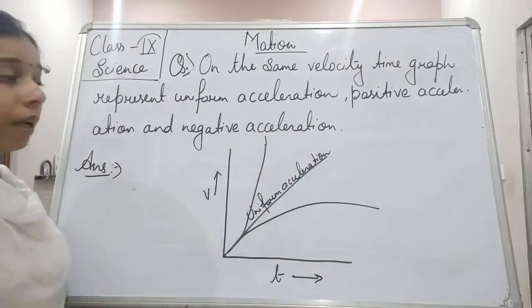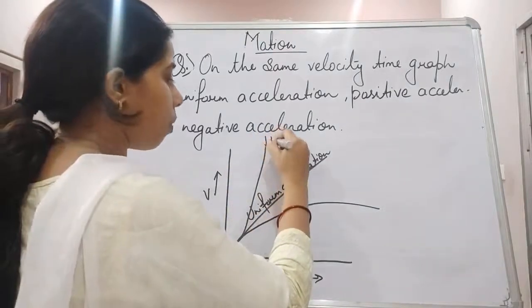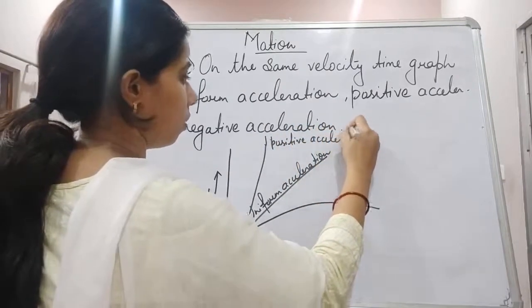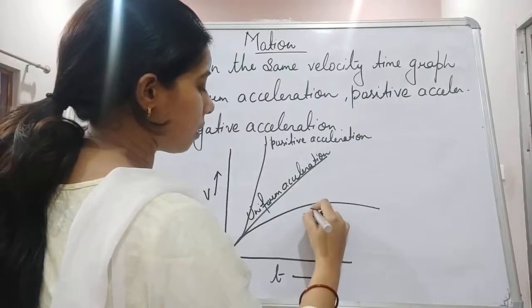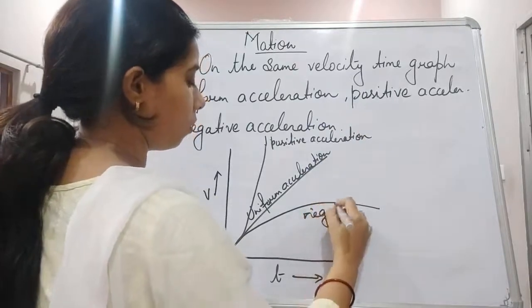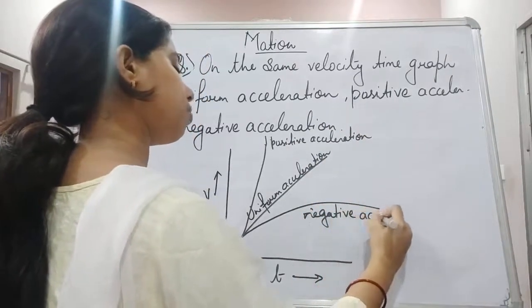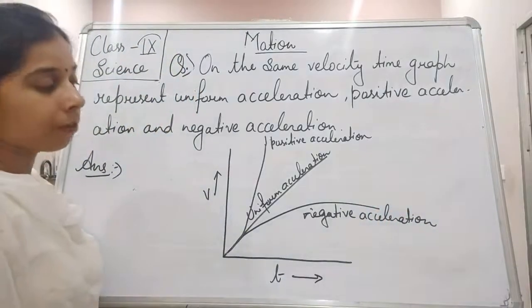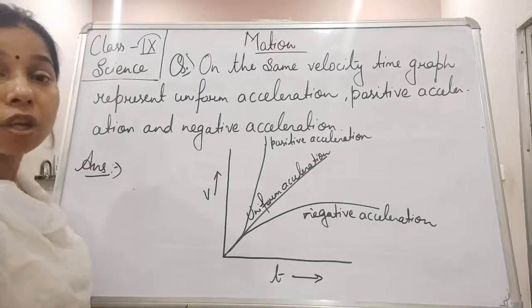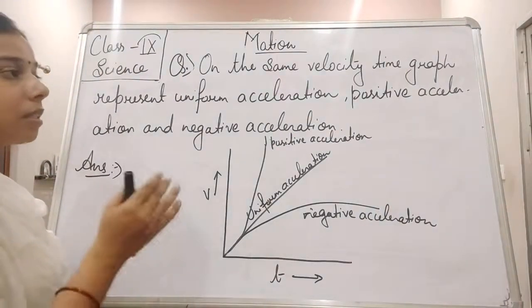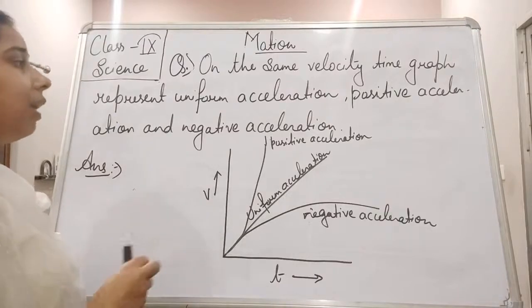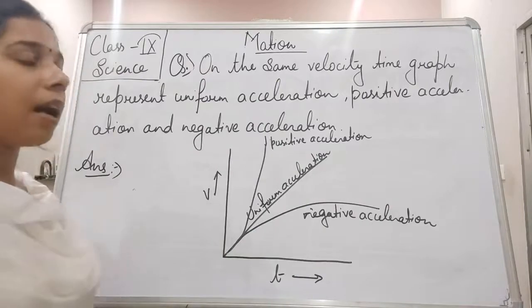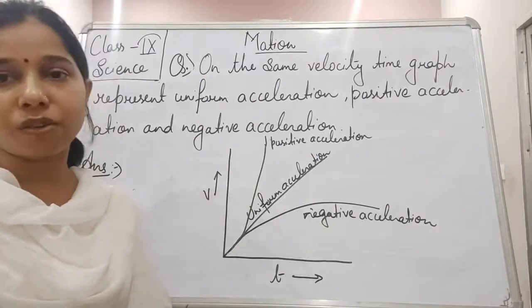Right? Here this is the positive acceleration, and this is the negative acceleration. Uniform acceleration, positive and negative acceleration. So you can see here that on the same velocity time graph we had represented the uniform acceleration, positive acceleration and that of the negative acceleration, students.